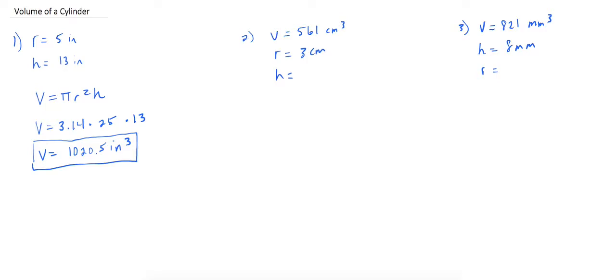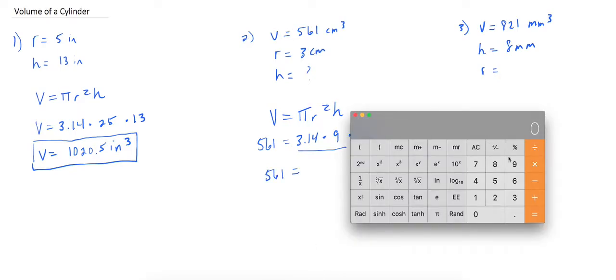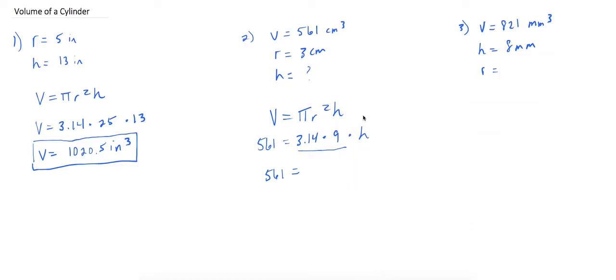Okay. Number two, this one's a little bit different in the sense that I give you the volume, I give you the radius, but we're looking for the height. Again, we're going to start with the formula, volume equals pi r squared times the height, and plug in all the information we know. In this case, we know 561 equals 3.14 times the radius squared, which would be 9, times the height, which we don't know. So here, I'm going to simplify this right side of the equation. We simplify it just by multiplying them together. So 3.14 times 9 is equal to 28.26.